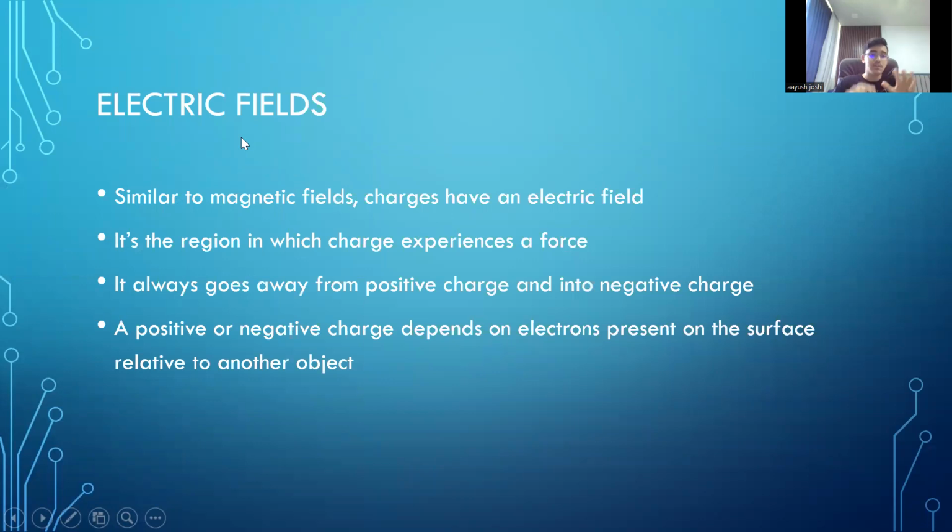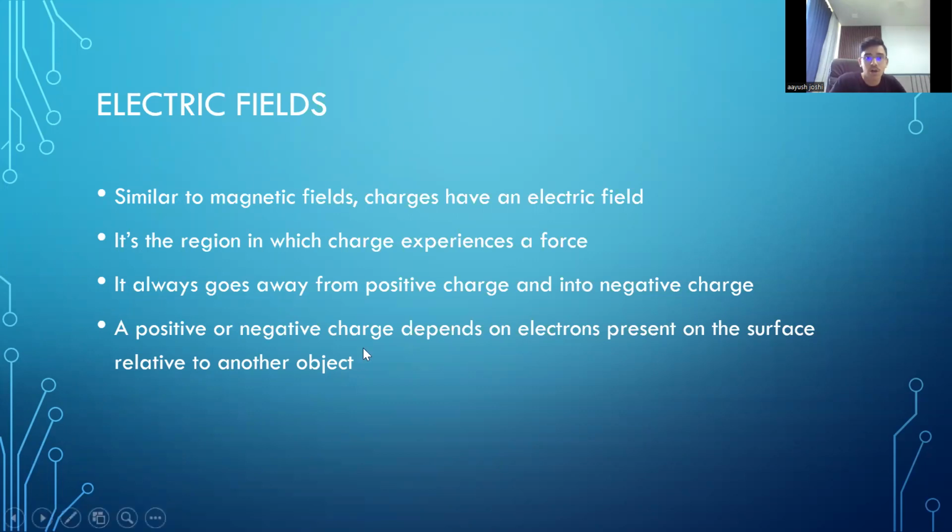Electric fields. Similar to magnetic fields, charges also have an electric field. So there's a positive charge which has an electric field and a negative charge which has an electric field. This electric field is the region in which the charge experiences a force. So if you bring a negative charge in the electric field of a positive charge, they will attract each other. It always goes away from the positive charge and into the negative charge. That's how any electric field works.